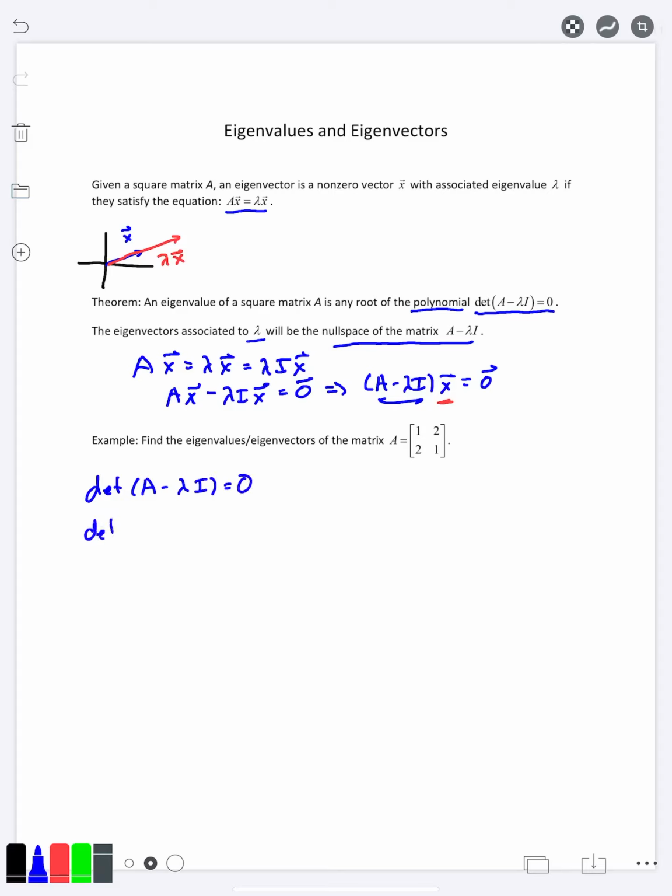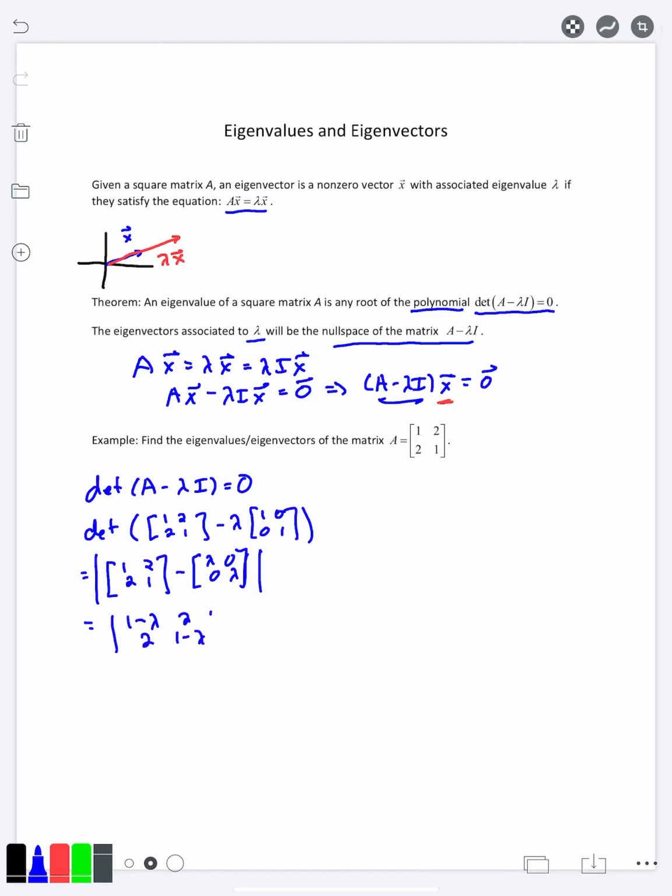well, that's going to be the determinant. The matrix A is 1, 2, 2, 1. Lambda times the identity matrix. And then if you think about this, it's going to be the determinant of 1, 2, 2, 1 minus lambda 0, 0, lambda. And this is the determinant of 1 minus lambda, 2, 2, 1 minus lambda. And we know how to take our determinants here. 1 minus lambda times 1 minus lambda minus 2 times 2.